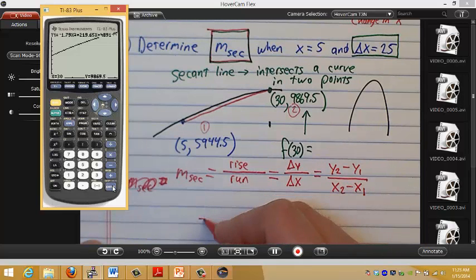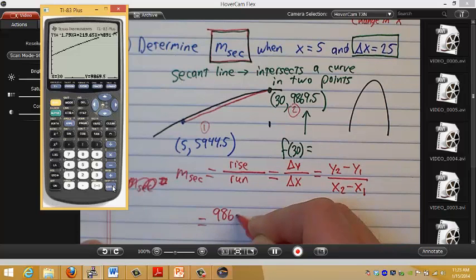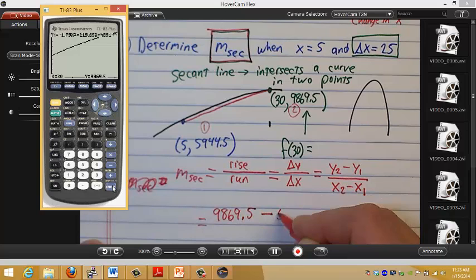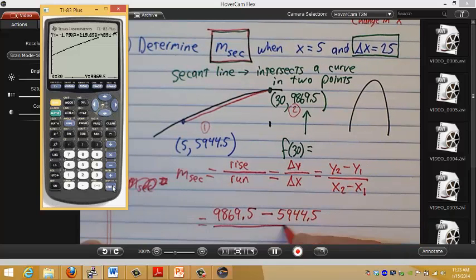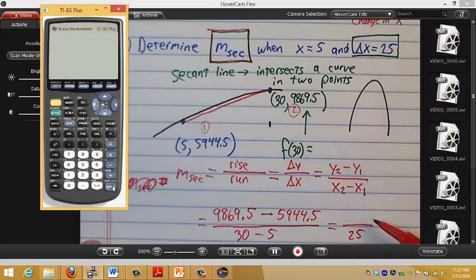And let's plug in our values. So I have 9869.5 minus 5944.5 over what? Yeah, x2 minus x1 would be 30 minus 5. So the denominator is 25. I already had that, delta x. I didn't need to write it this way, did I?